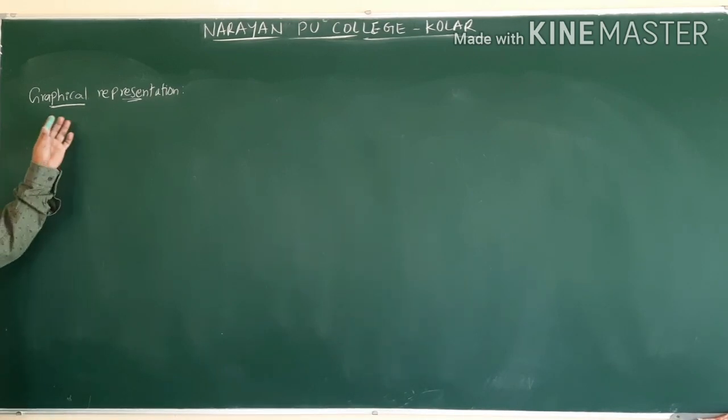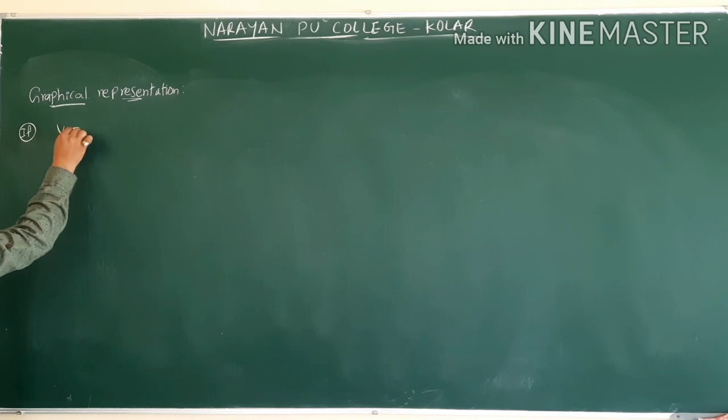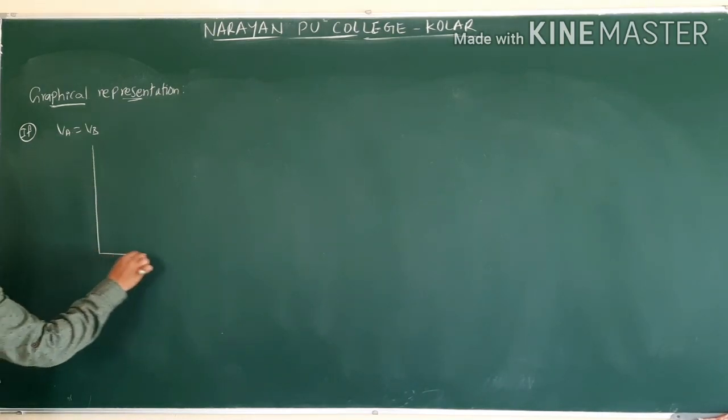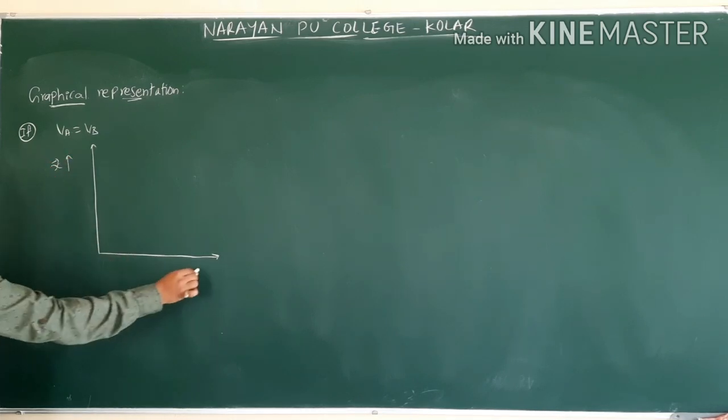Now we will see the graphical representation of two objects when they are moving with the same velocity and different velocities. In the first case, VA is equal to VB, both are moving with the same velocity. How will the graph come? If you want velocity, the slope of which graph is equal to velocity? Slope of the displacement-time graph, isn't it?